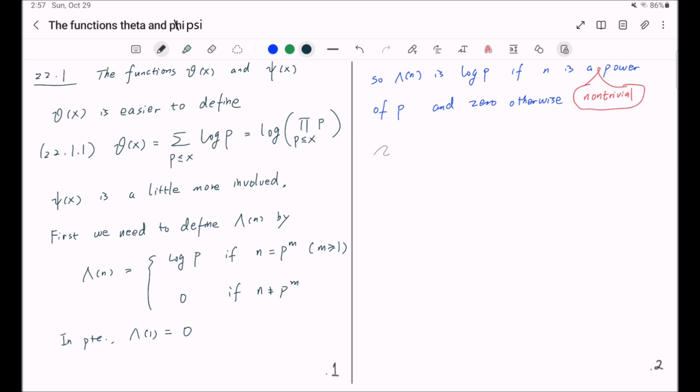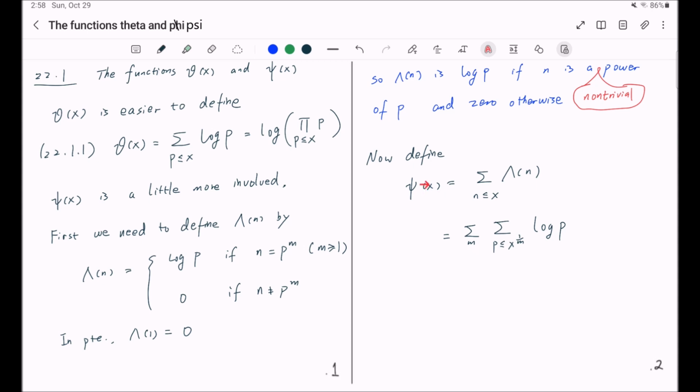And now we define psi of x as the summation of lambda of n with n less than or equal to x. And number theorists may also want to write this as a double sum. First, for each positive integer m, you look at the summation for all primes less than or equal to x to the 1 over mth power of log of p. And then you take the summation for all positive powers m.